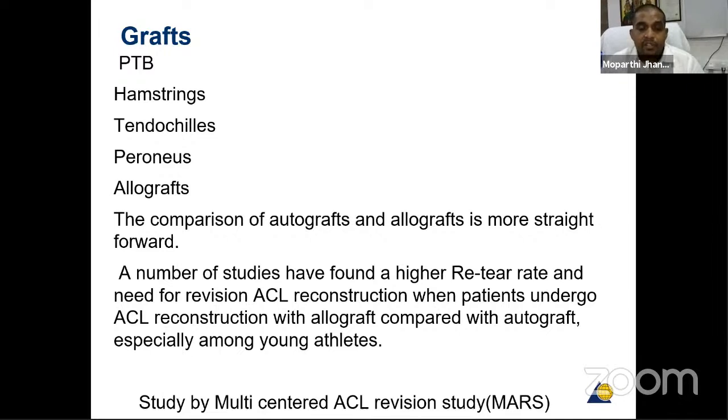But the comparison of the grafts is allografts versus autografts. There is a study by MARS, the multicenter ACL revision study. They found a higher re-tear rate and need for revision ACL reconstruction when patients undergo ACL reconstruction with allograft compared to autograft, especially among young athletes. That is the MARS study.